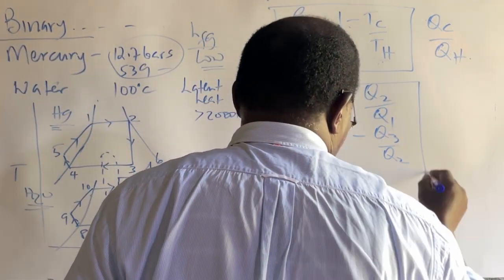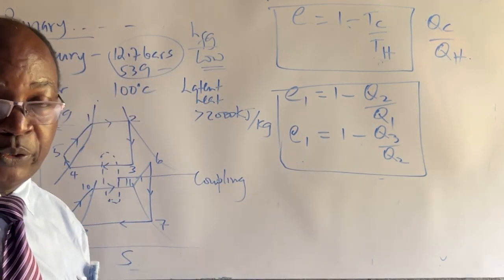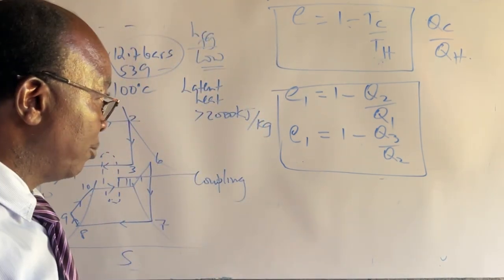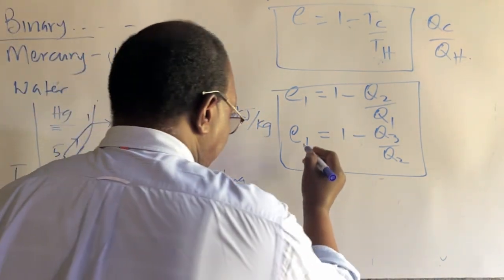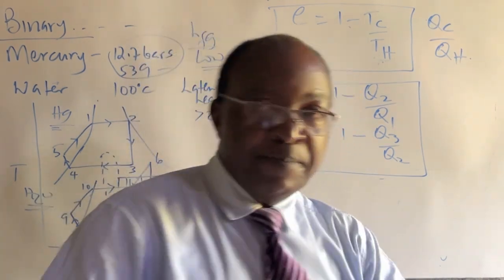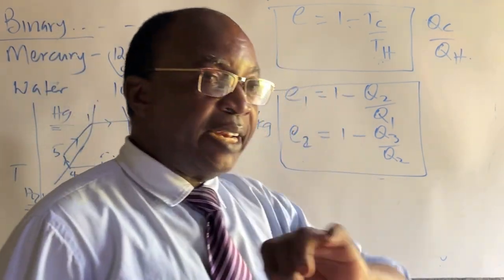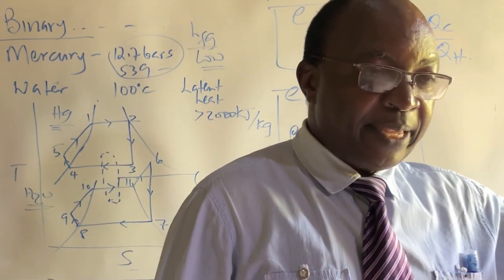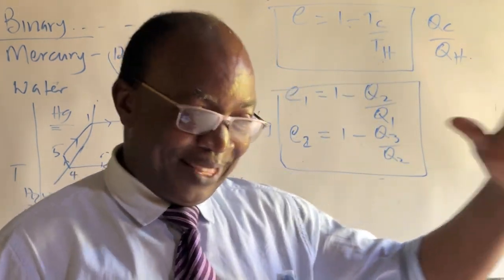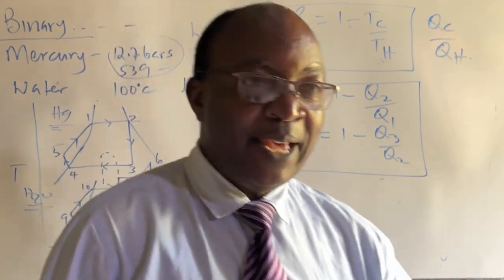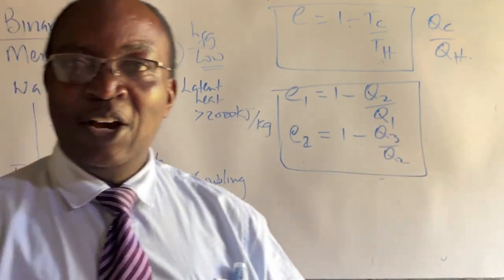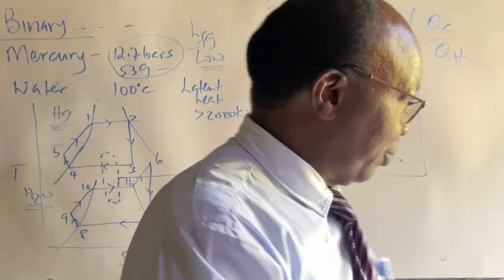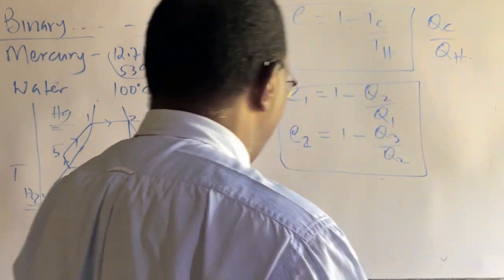Now, when you are talking about the efficiency of these two systems, you don't add them. You don't say, let me take the mean value. No. They are interfaced. Remember that we have the high temperature in the mercury system, we have the low temperature in the mercury system, and that low temperature corresponds almost to the high temperature of the water Rankine system. So they are interposed. So it's not a simple question of taking the means.